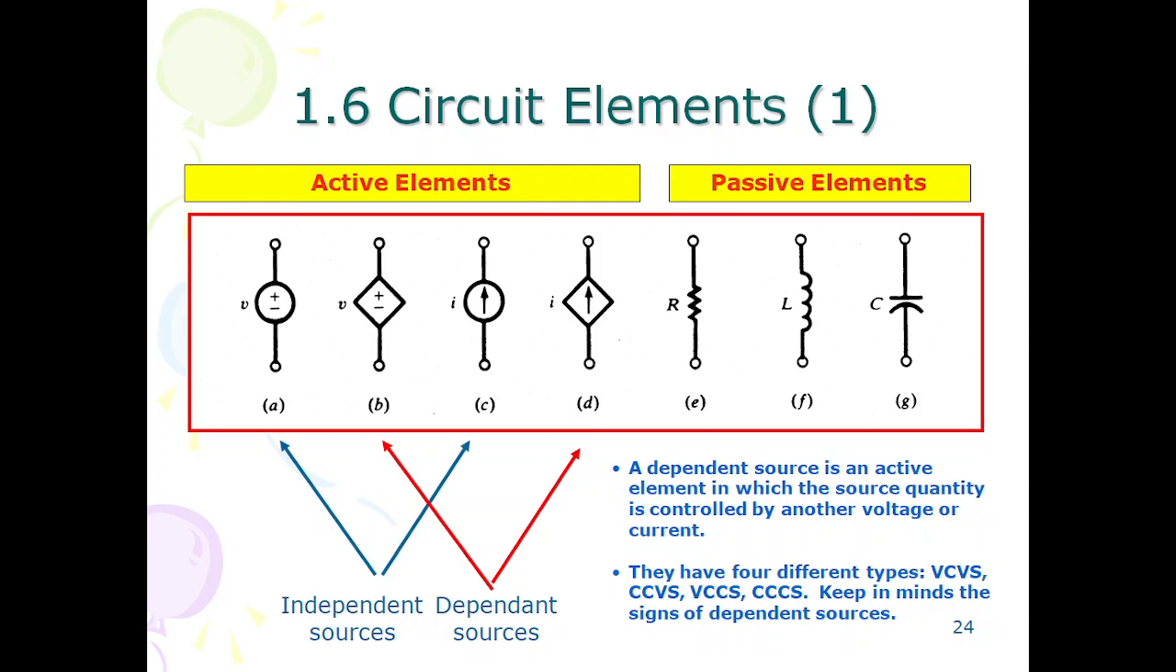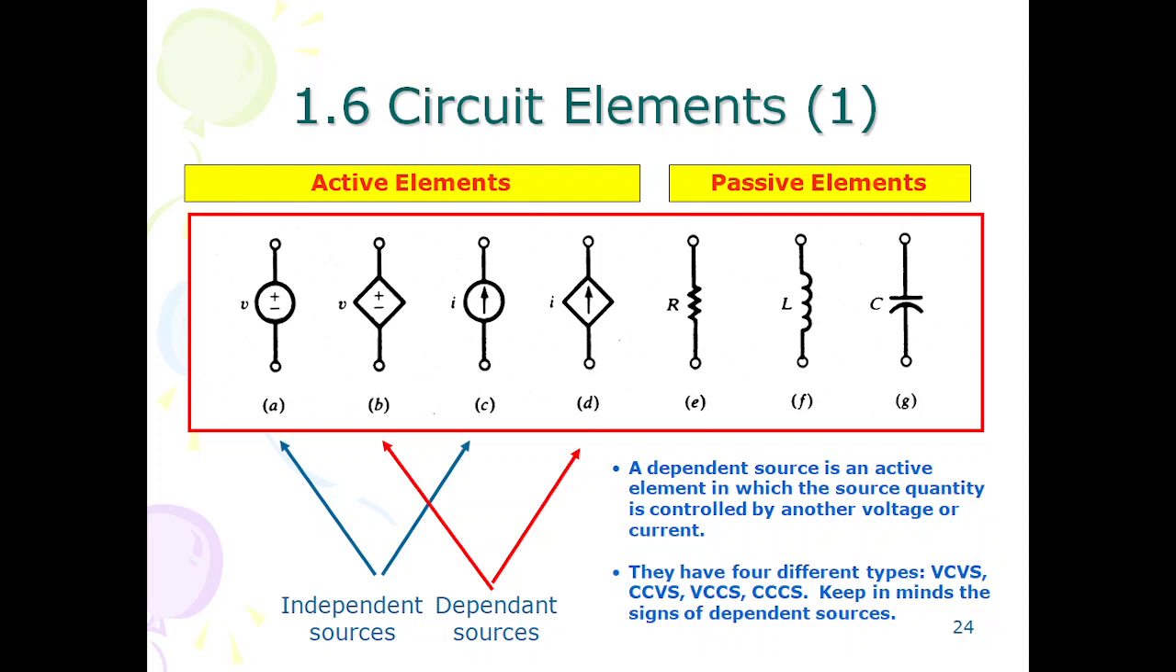VCVS means voltage controlled voltage source. Then it is written as CCVS, which means current controlled voltage source. If a voltage source depends upon the current of a certain branch, then it is called a current controlled voltage source.